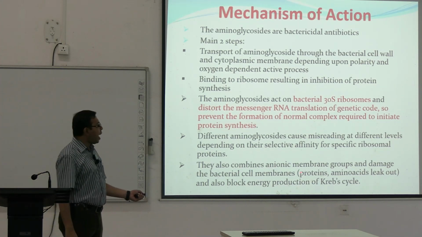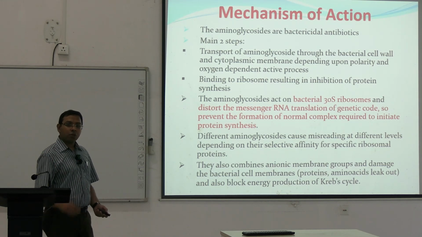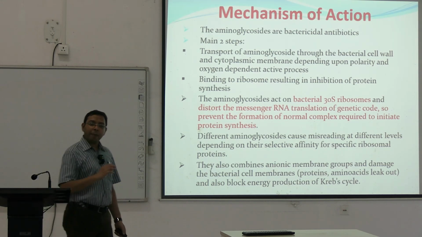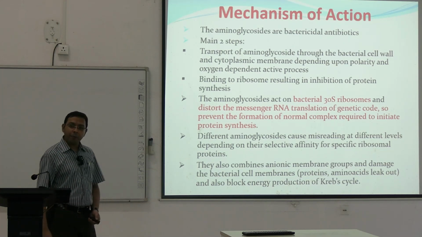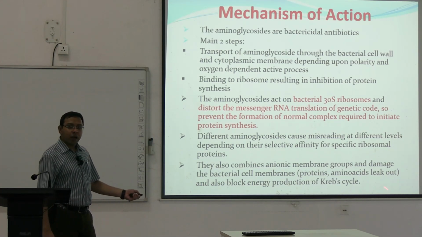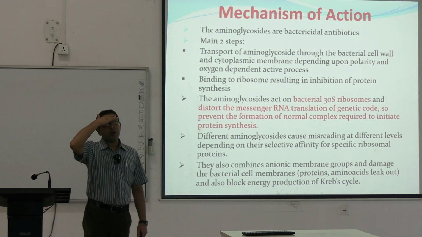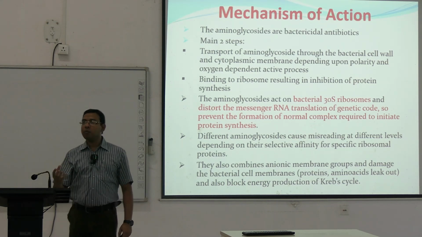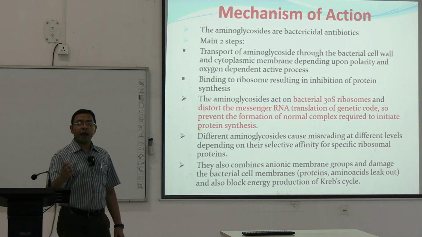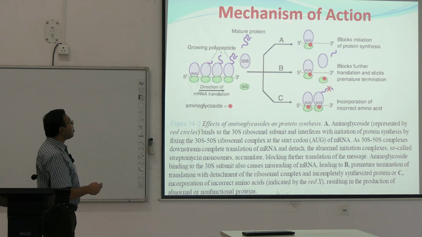They also combine with anionic membrane groups and damage the bacterial cell membranes. So they block bacterial protein synthesis, and apart from this, they also damage the bacterial cell membrane. Proteins and amino acids ultimately leak out, and they also block energy production of the Krebs cycle. Energy production, ATP generation, is needed for aerobic organisms to survive, so ultimately that is also interfered with. So you can see in a nutshell the mechanism of action.